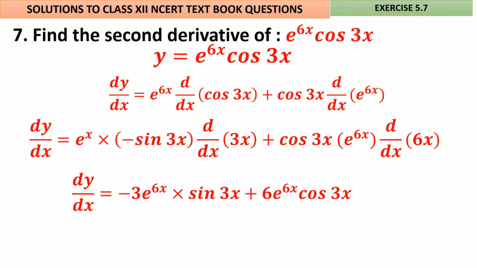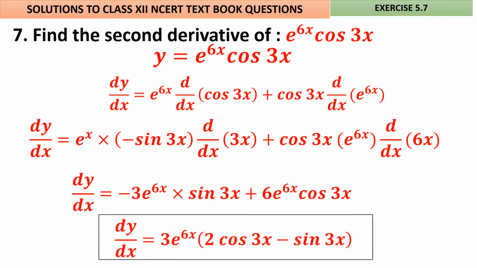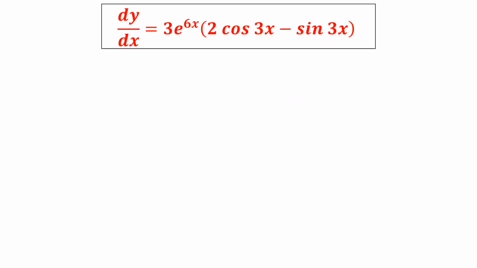Therefore, the first term will become minus 3 e power 6x into sin 3x. The second term, differentiation of 6x is 6. So 6 into e power 6x into cos 3x. Which can be taken outside? 3 e power 6x can be taken outside. You will get 2 cos 3x from the second term. We are writing the positive term first, minus sin 3x. Therefore, the first derivative is kept ready. First derivative is ready for the second derivative.